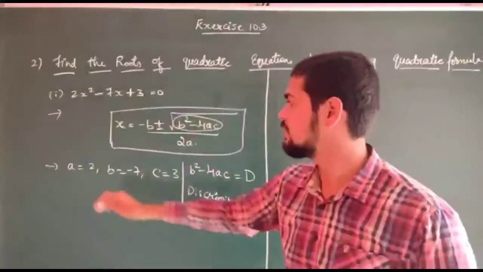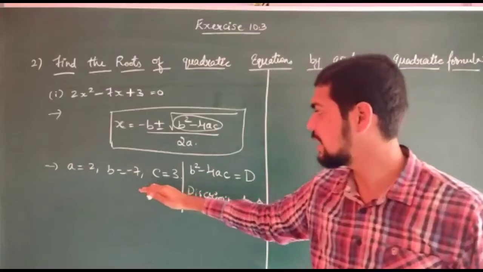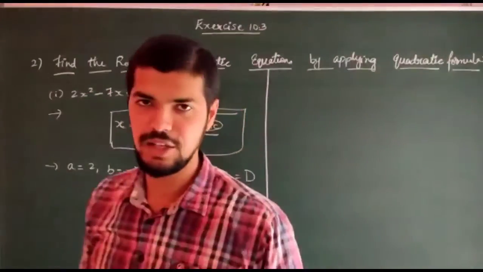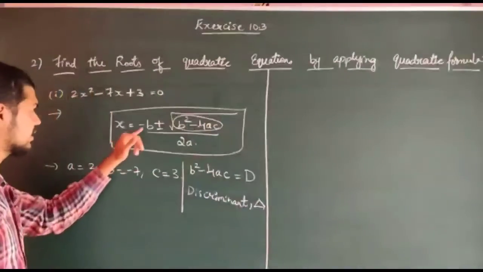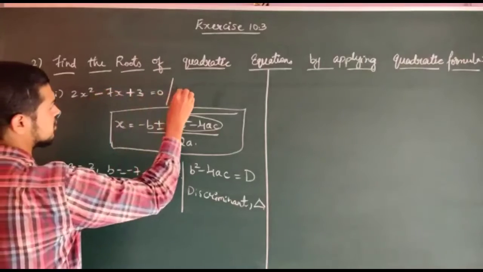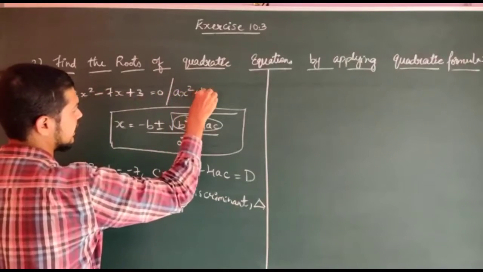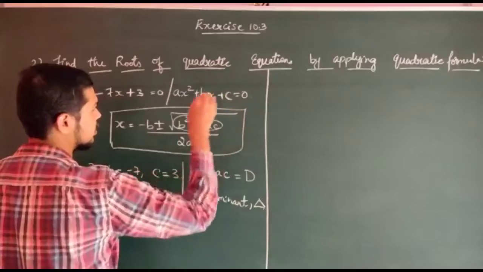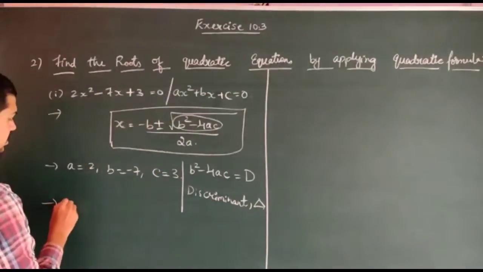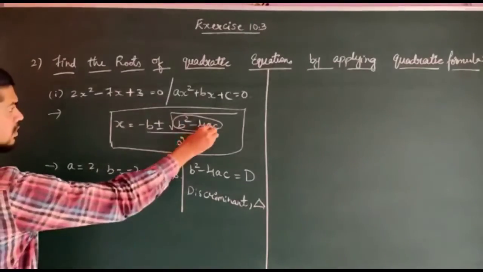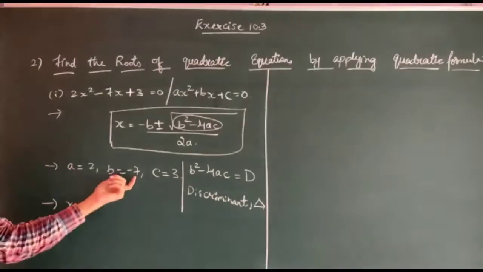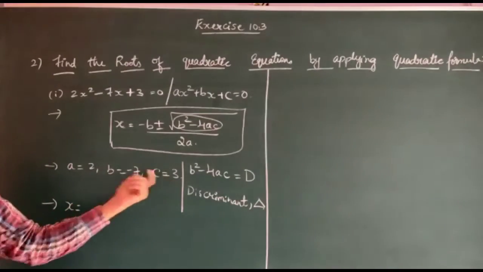Fine. Now let me substitute the values of a, b and c in this formula and try solving this quadratic equation. If I compare this equation with the general form of the equation, ax square plus bx plus c is equal to 0, from this, a is equal to 2, right? I have done it here. a is 2, b is minus 7 and c is 3.